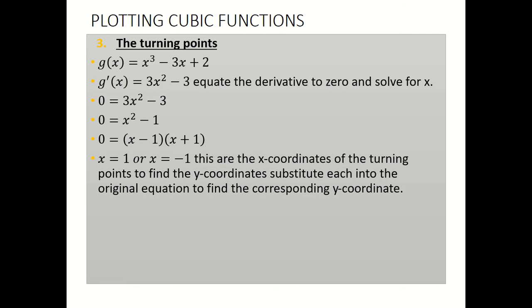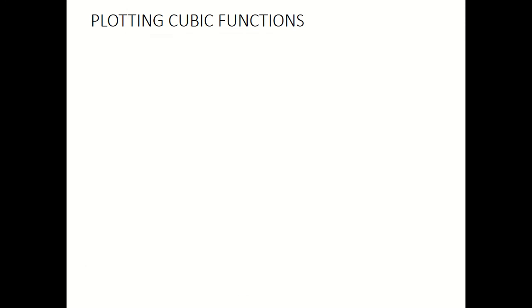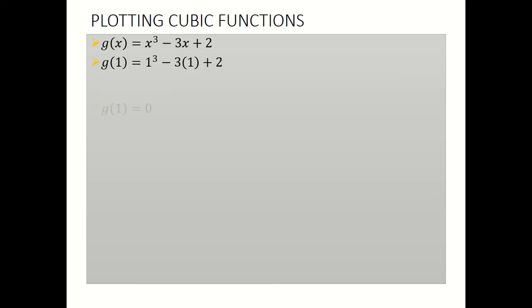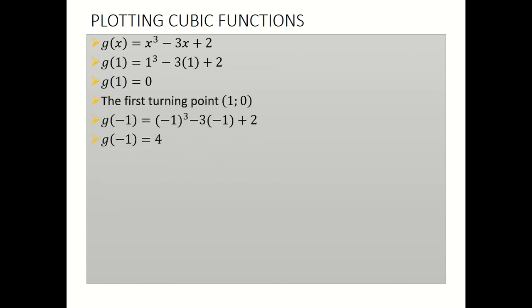These are the x coordinates of the turning point. I repeat, these are the x coordinates of the turning point. Now, for me to find the y coordinates of the turning point, I am simply going to substitute these x coordinates into the original equation. So I took the original equation and I substituted the first x coordinate of my turning point, and again I went back to my original equation and I substituted my second coordinate of my turning point. You'll realize that the y coordinate of the first turning point will be 0. The y coordinate of the second turning point will be 4.